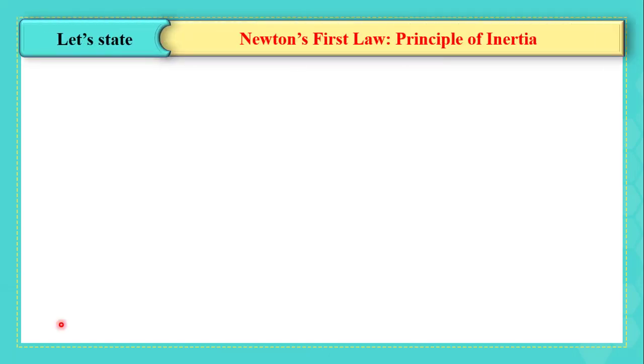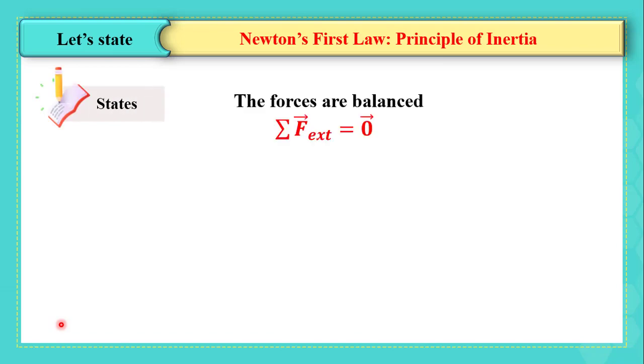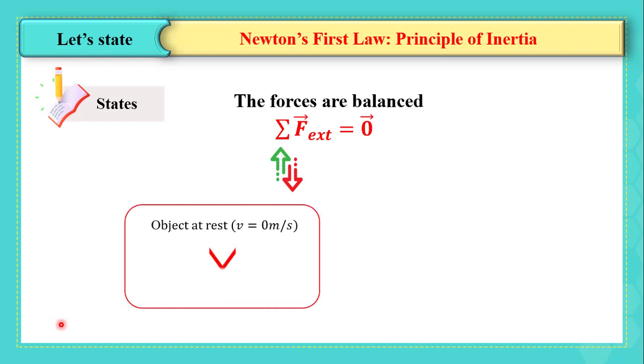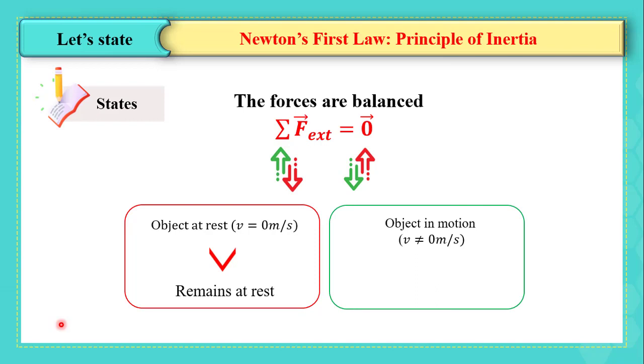Then Newton's first law, or the principle of inertia, states that if the forces acting on a system are balanced, in other words, the resultant is equal to 0, then the object which is initially at rest remains at rest, and the object initially in motion continues with a constant velocity in a uniform rectilinear motion.